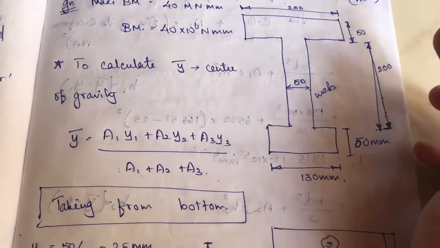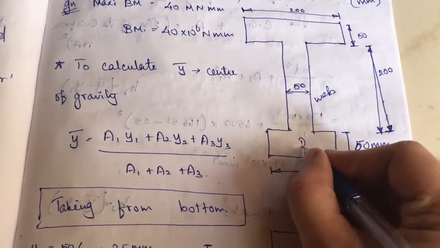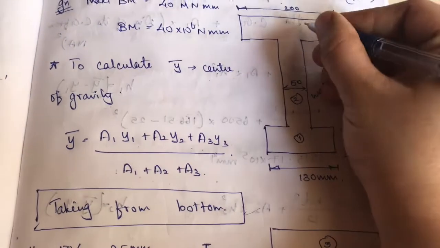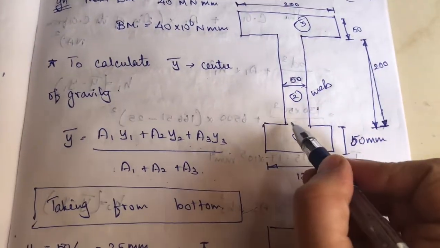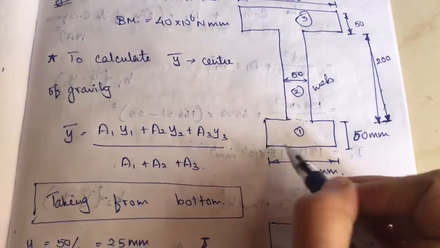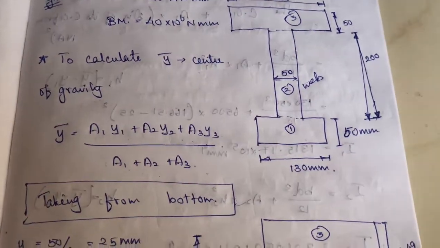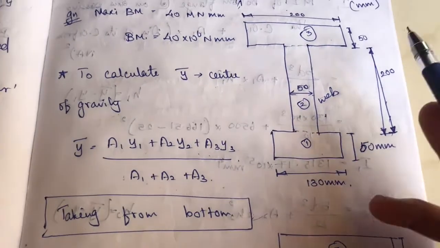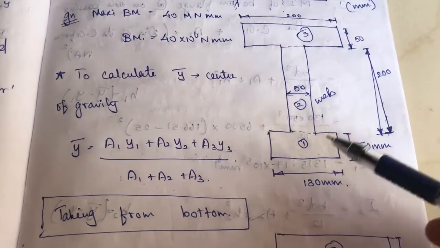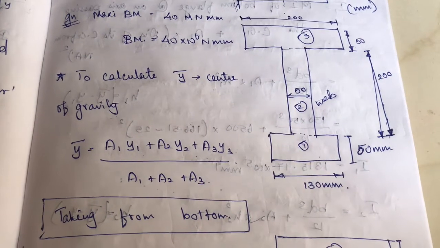I am just dividing this section into 3 parts, 1, 2, 3, as rectangles. You can see here, this is one rectangle, this is one rectangle, and this is one rectangle. So I am just dividing the section into 3 parts, 3 rectangles.